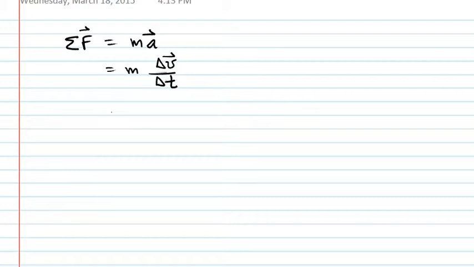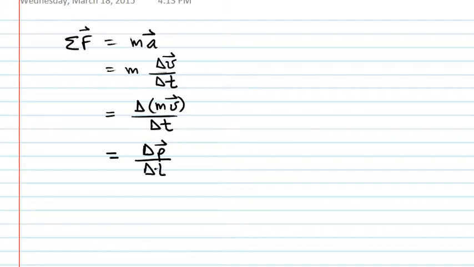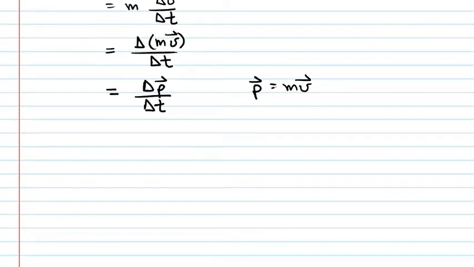If we want to consider it this way, we can take the mass and bring it within the change delta symbol. In fact, we can rewrite this so that we have the change in the mass times the velocity, divided by the elapsed time. And mass times velocity is momentum. So we have the change in the momentum divided by the elapsed time. P equals the mass times the velocity, these are vector quantities, is the momentum.